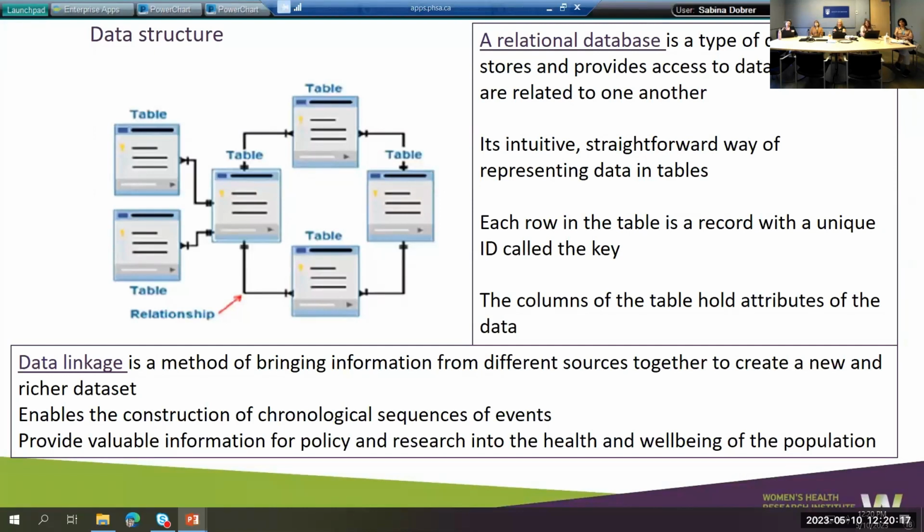And also for me, a relational database is usually very intuitive and straightforward. We can easily divide our information into tables. Basically, your rows are usually your ID, so patient. It can be cross-sectional, one record per person, or longitudinal, multiple records per person. And your columns are actually the information that you collected, your data: sex, gender, age, and so on.